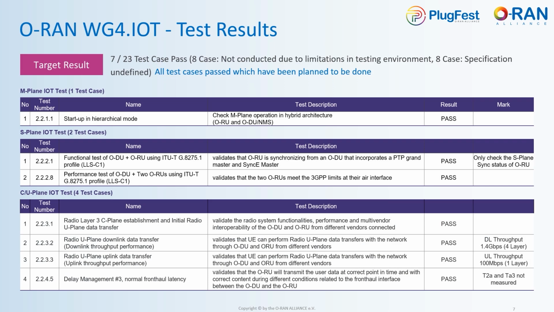In this slide, I'm going to share the test result. As you know, Working Group 4 IoT has 23 test items. There are 8 cases in which the test environment is not configured, and 8 test cases are not defined in the standard yet, so only 7 items were tested. In the table, you can see all test cases passed, which have been planned to be done.